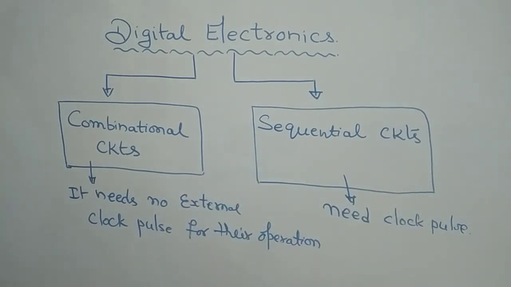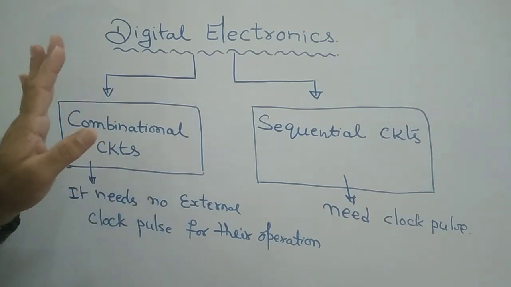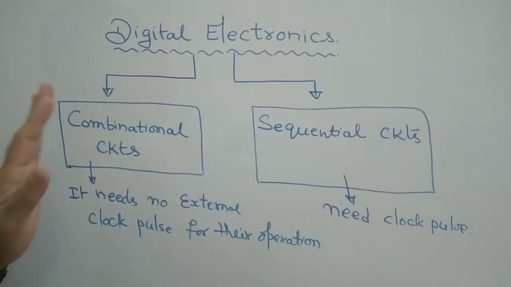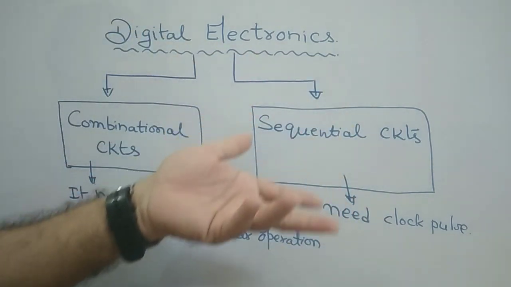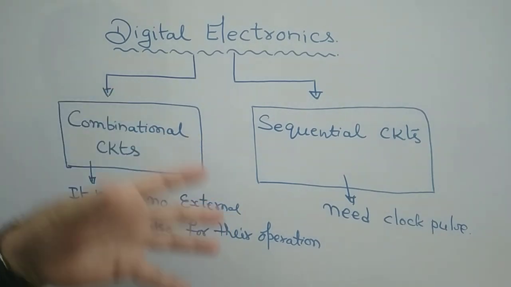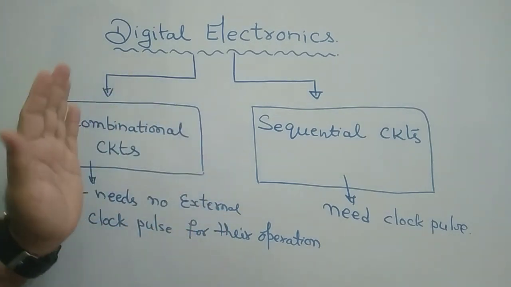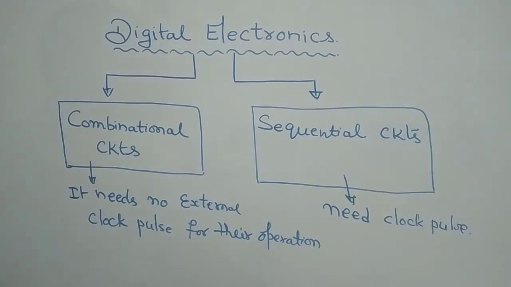In subsequent presentations, I will give you more information about what the clock pulse is, why it is needed, what its purpose is, and what happens to the circuit if we apply the clock pulse. For the time being, remember that a combinational circuit needs no external clock pulse, whereas a sequential circuit needs an external clock pulse for its operation. That is the very basic difference between combinational and sequential circuits, right?